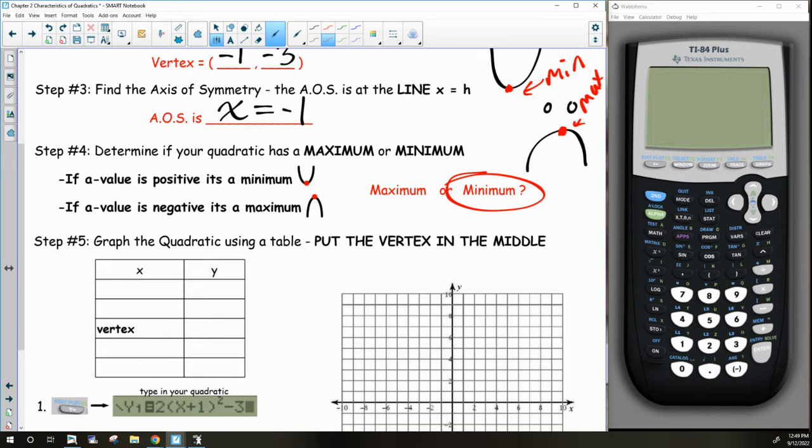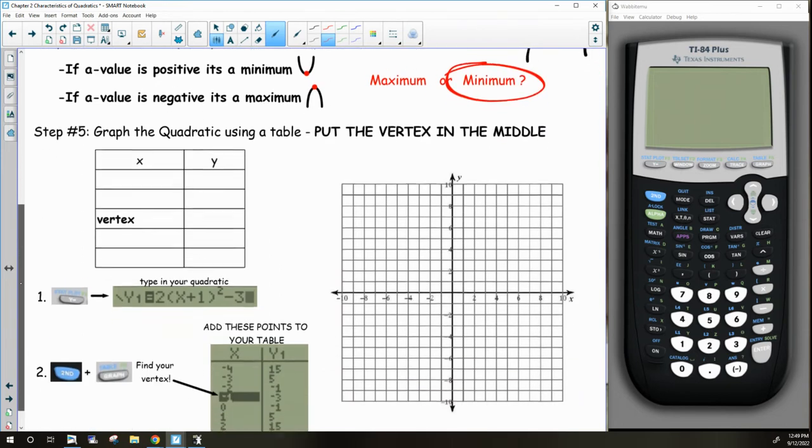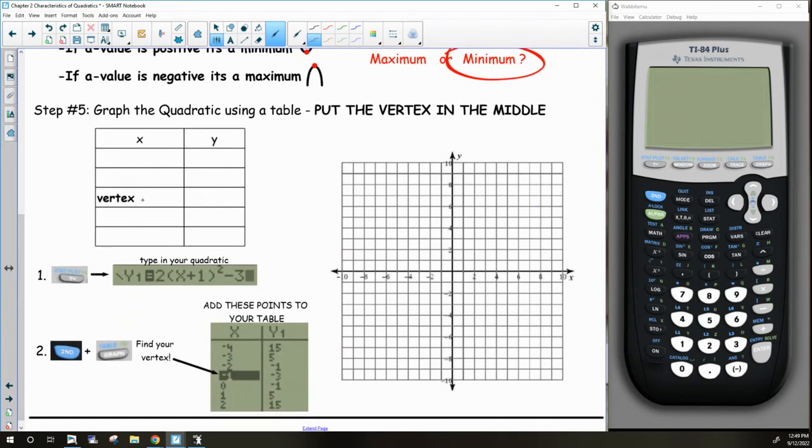So we want to make sure we put the vertex in the middle of our table. Why would we want it in the middle? Because where is the vertex? Right in the middle of the graph. So we're going to write our vertex -1, -3 into our table. -1, -3. So vertex in the middle of your table. It's the center of our graph. We want to put it in the center of our table so we can get our points on our left and our right and get the complete picture.